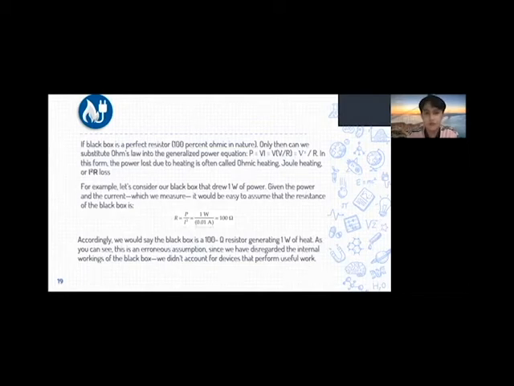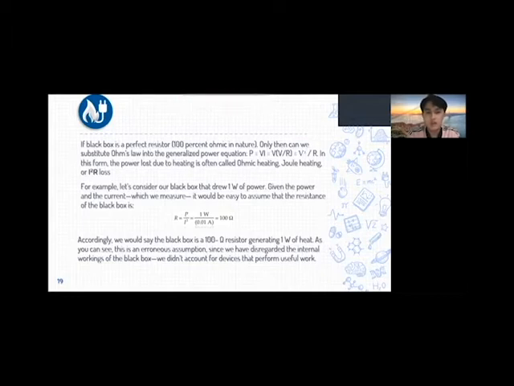For example, say the black box has P equal to 1 and I squared equal to 0.01, so the resistor equals 100 ohms. Otherwise, we could say the black box is a 100 ohm resistor generating 1 watt of heat.